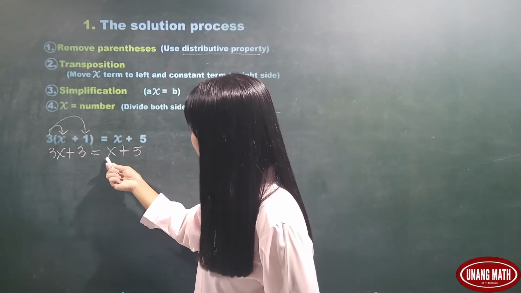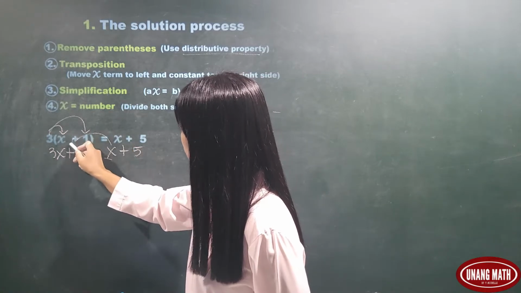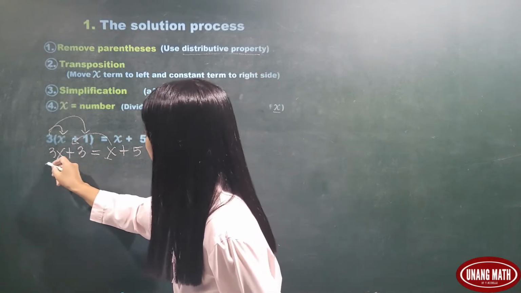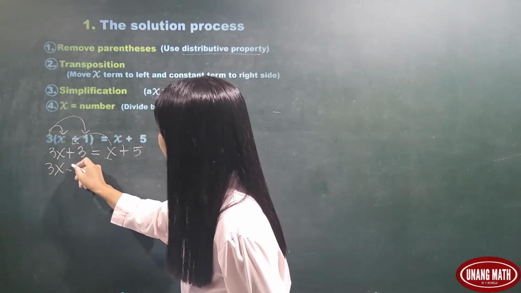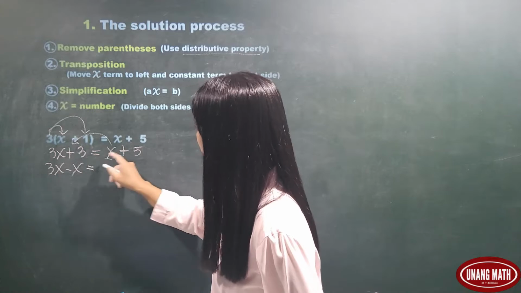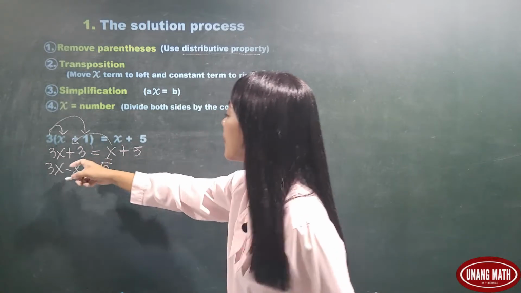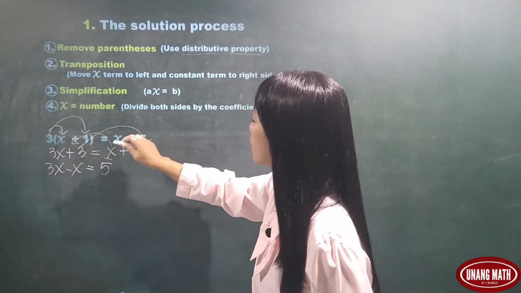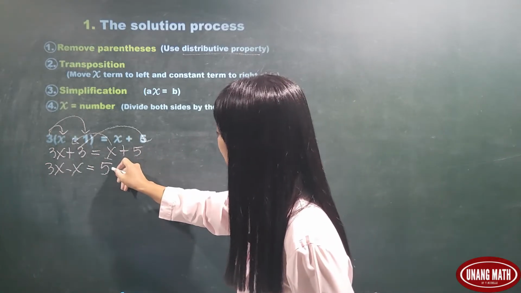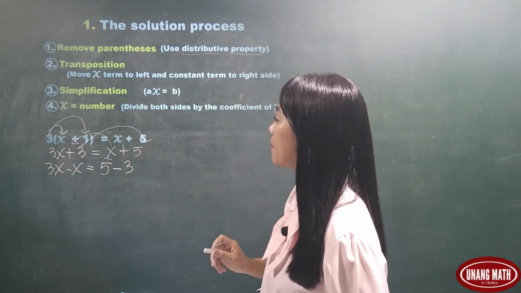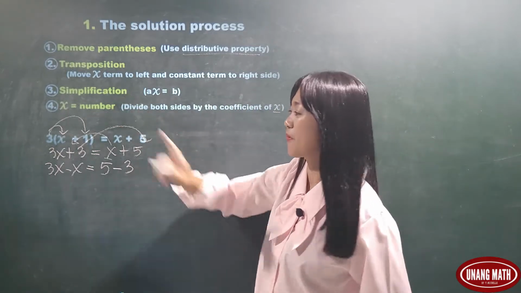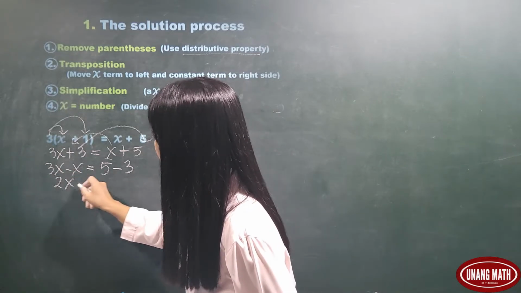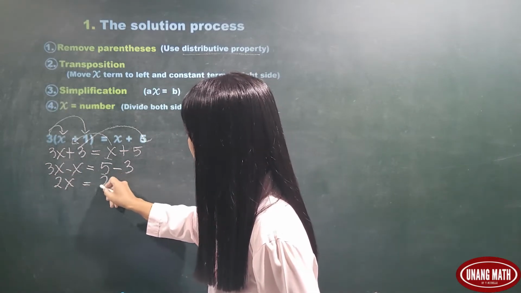Since this is positive x, if we will transpose or move to the left side of the equation, it becomes negative. So we have 3x minus x. Okay, this is equal to 5. And since this is positive 3, if we will transpose to the right side of the equation, it becomes negative 3. So minus 3. Okay, now let's simplify. 3x minus x is 2x. 5 minus 3 is 2.